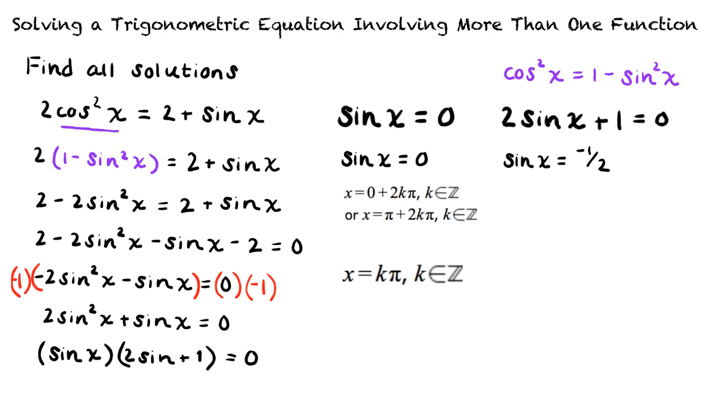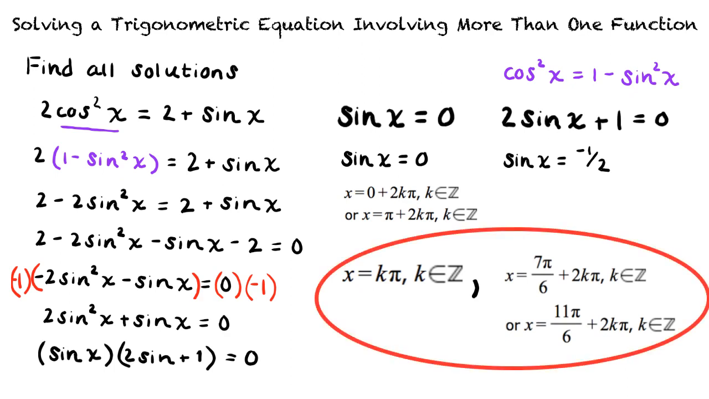For sine of x equals negative 1/2, we get solutions at 7 pi over 6, 11 pi over 6, and all their coterminal angles. That is, for sine of x equals negative 1/2, we get the following. And this is our final answer.